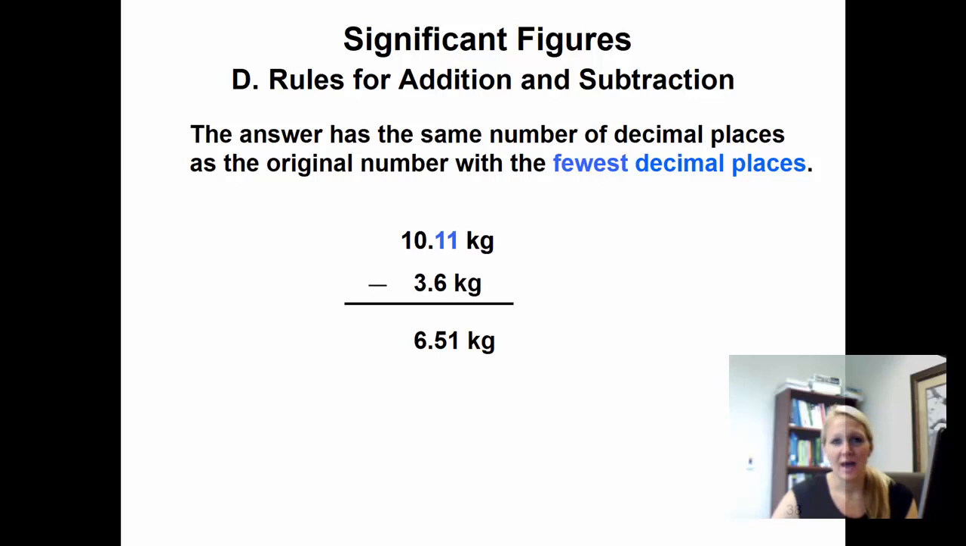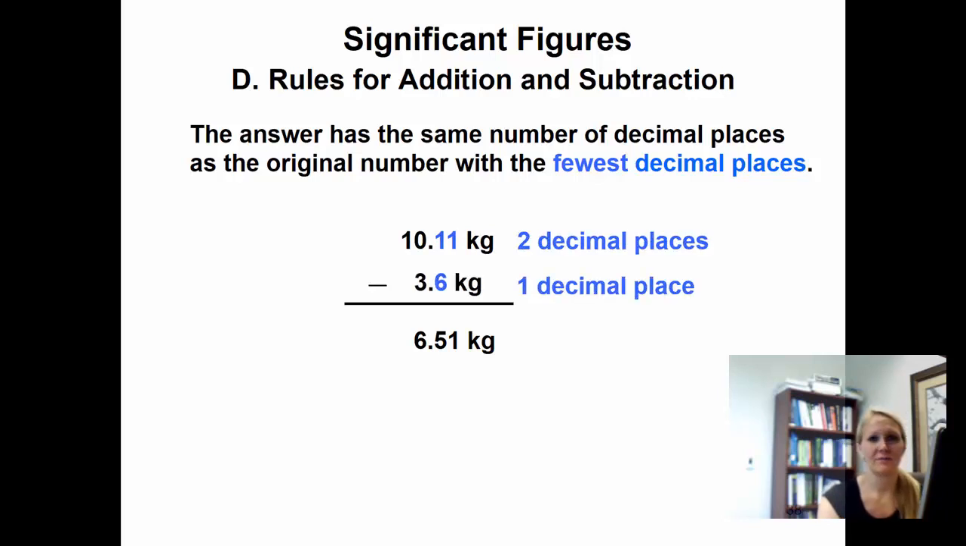When you add and subtract, you actually don't look at the significant digits, you look at the decimal place. If you look at these two numbers on the screen, you have 10.11 and 3.6. So you have a number out to the 100th place, so 2 decimal places, and then you have a number out to the 10th place. So when you subtract, or if you add, you are going to have to report your answer to the fewest decimal places. That would be 1 in this problem.